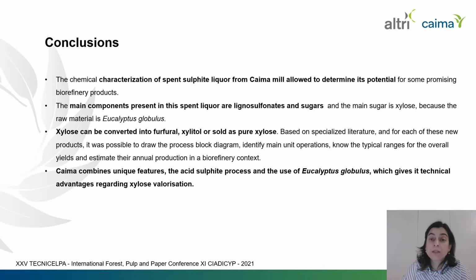Based on specialized literature and for each of these new products, it was possible to sketch the process block diagram, identify main unit operations, know the typical ranges for the overall yields, and estimate their annual production in a biorefinery context. And the main conclusion is that COIMBRA combines unique features: the acid sulfite process and the use of Eucalyptus globulus, which gives it technical advantages regarding xylose valorization.